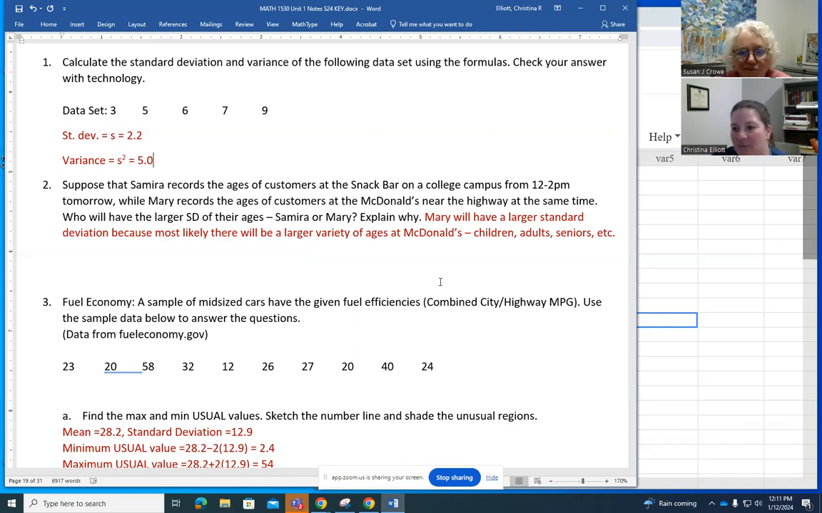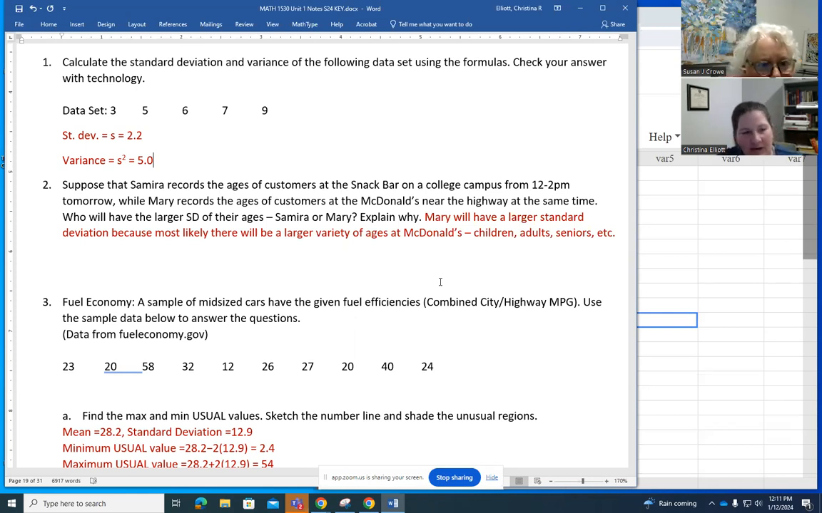Because we might have some people past retirement age on the college campus, but we're probably not going to have a lot of 2-year-olds, hardly any small children. So those ages are going to be more spread out from the mean at the McDonald's one.